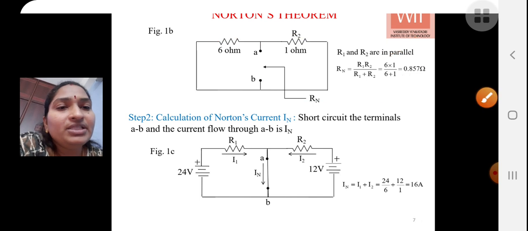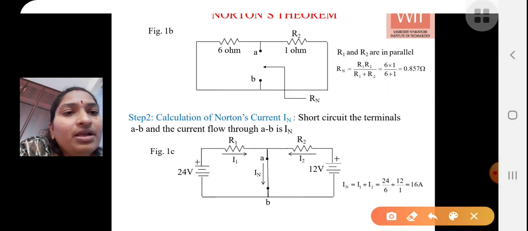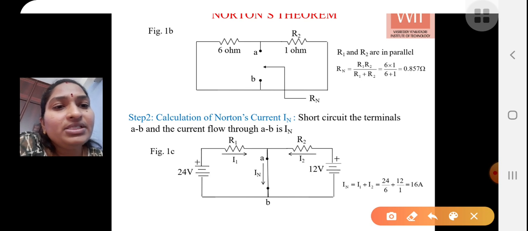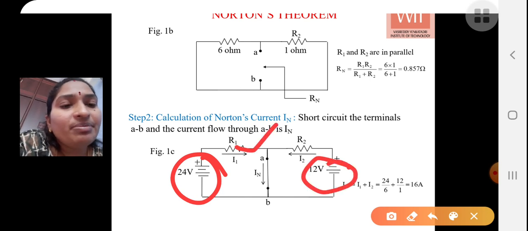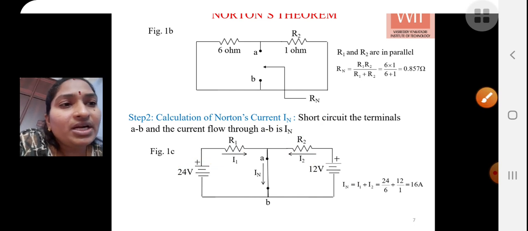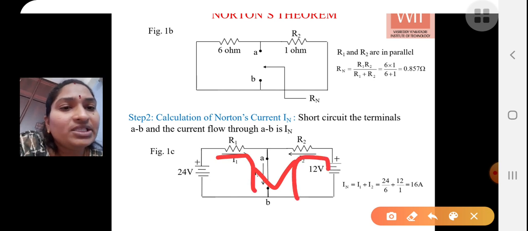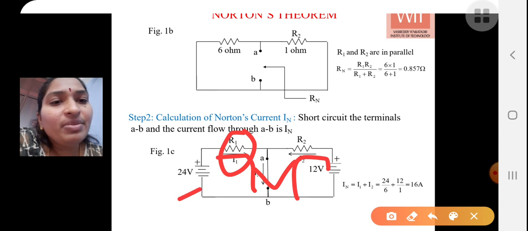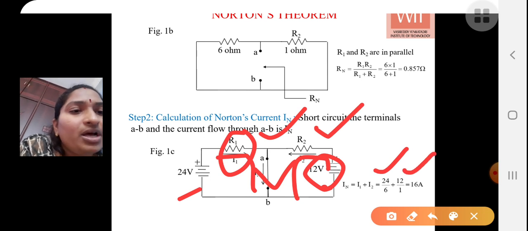Then after calculating this Norton's resistance, we have to go for Norton's current. The second step is Norton's current. Now let us see, here this source is supplying a current of I1 and this source is supplying a current of I2. So directly I am going to calculate the Norton's current as the sum of these two currents. I1 is coming like this, I2 is coming like this. Then what is I1? I1 is V by R1, and I2 is V by R2. So 24 by 6 plus 12 by 1, that is 16 amps.